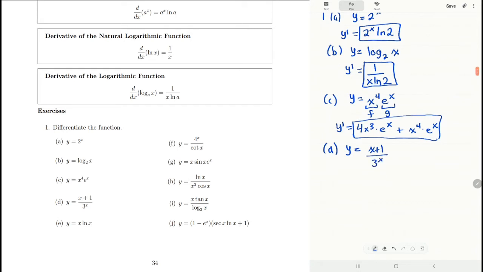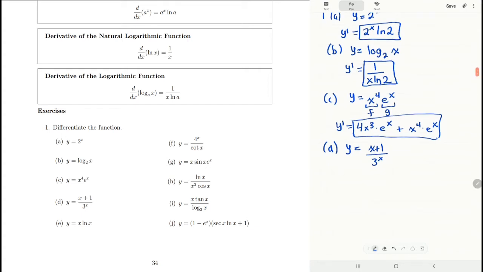Now in the fourth example, we have x plus 1 over 3 to the power of x. So we will need the quotient rule. And so we have the derivative of x plus 1, which is 1, times 3 to the power of x, minus x plus 1 times the derivative of 3 to the x. So we have an exponential function. So that is 3 to the power of x times the natural log of 3, all over 3 to the power of x, squared.